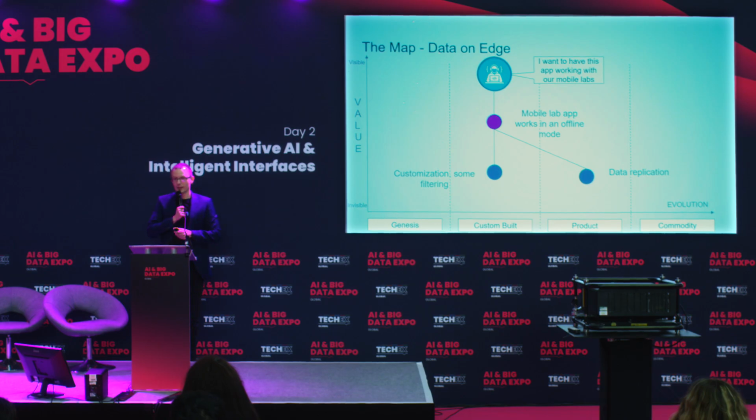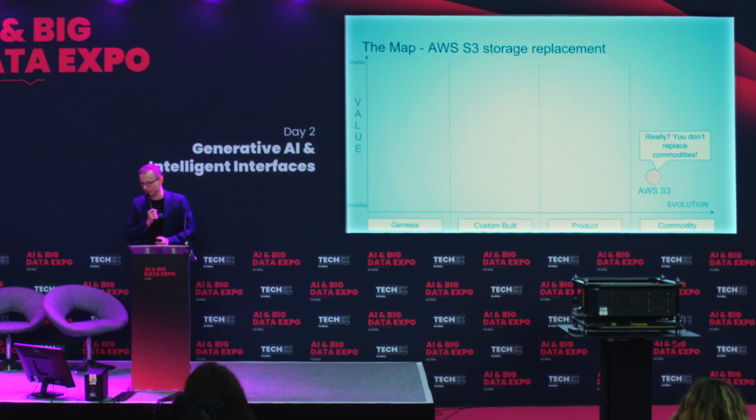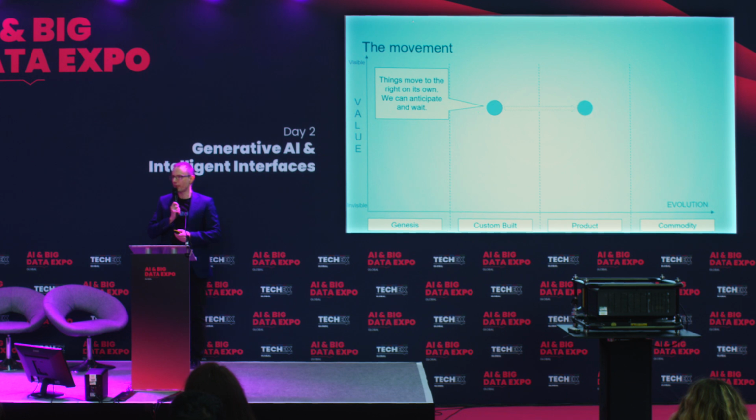Now we may ask the question how we might evolve this map. Oh, and by the way, how to find an S3 replacement. I hope it's clear by now that it's just a commodity. You don't replace a commodity. You just buy it in large quantities. So the first thing that we can observe is the movement. It's not a static map. Things move here, and they move from left to right, and they move on their own.